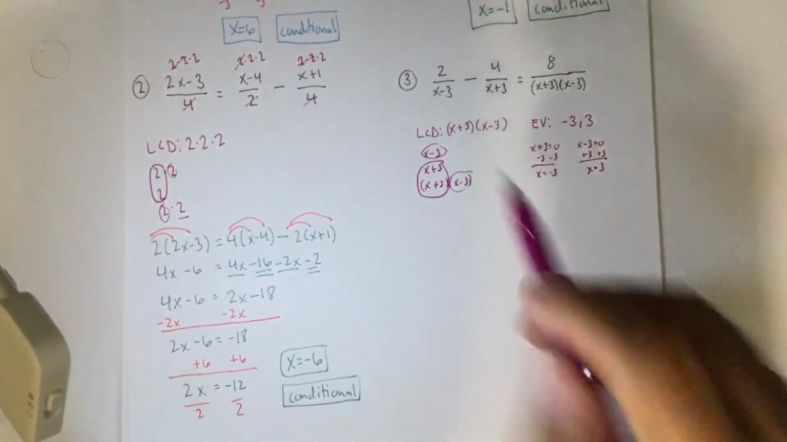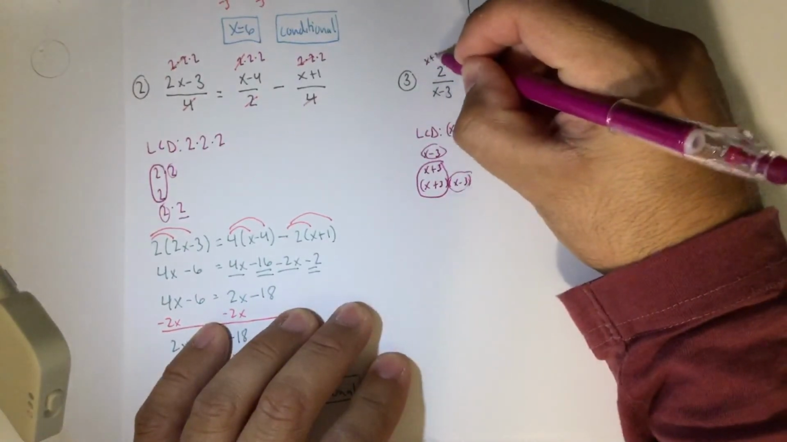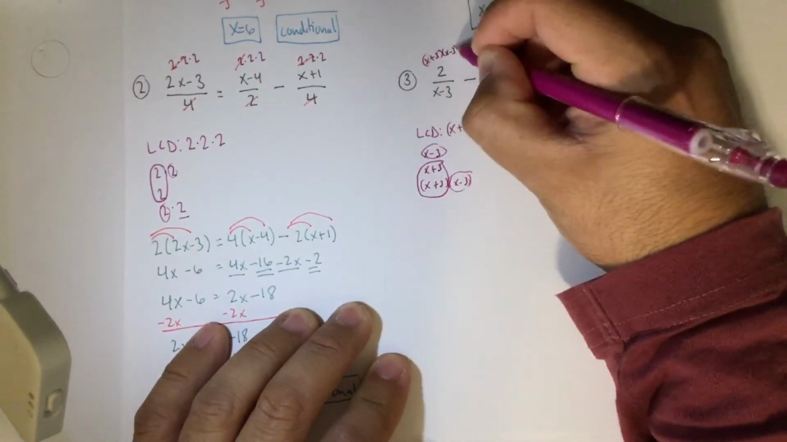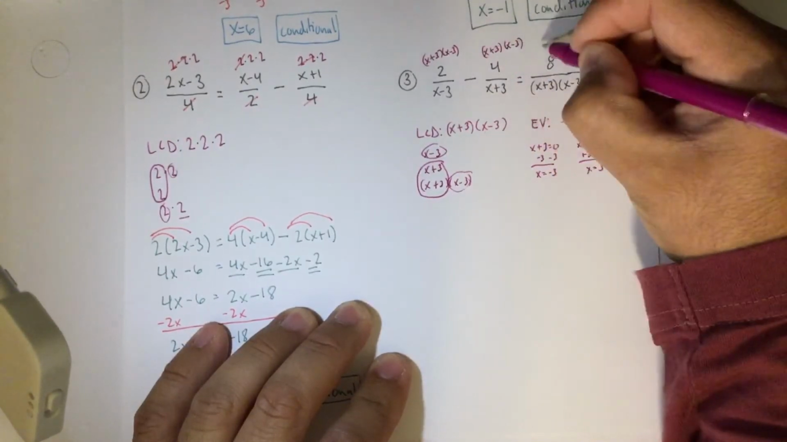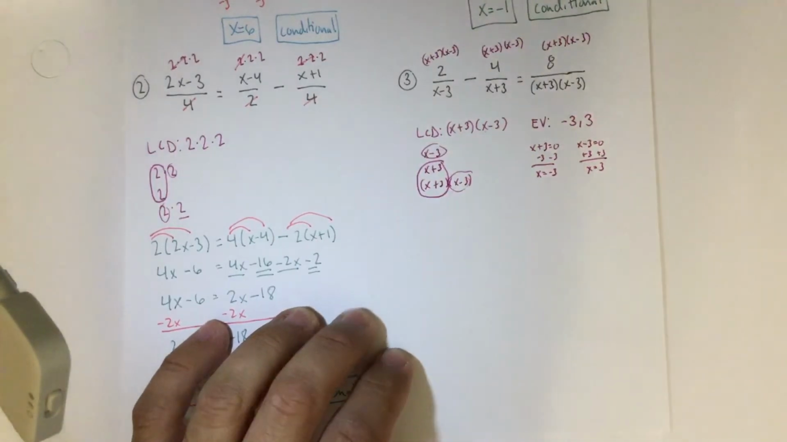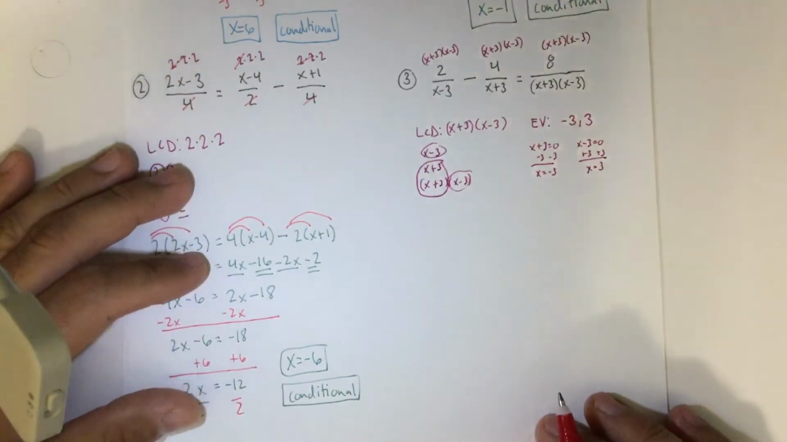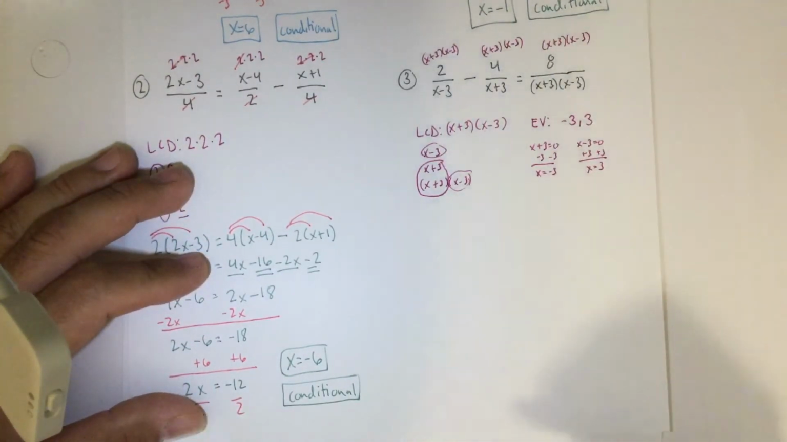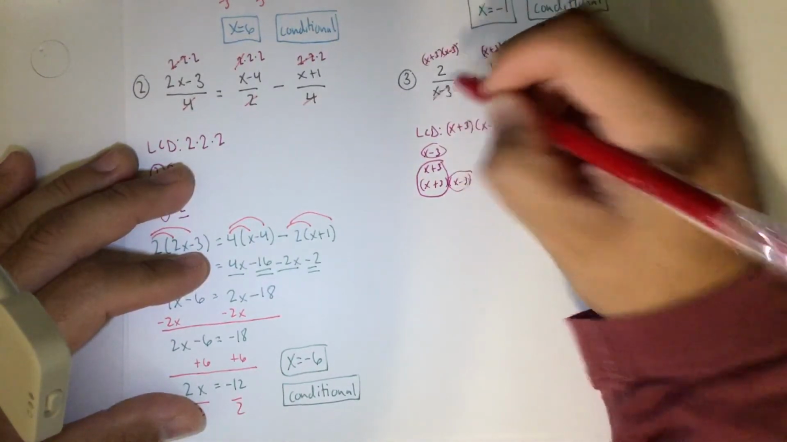All right, now we're going to take the LCD and we're going to place it above each fraction. So x plus 3 times x minus 3 above the first one, x plus 3 times x minus 3 above the second one, and x plus 3 times x minus 3 above the last one. All right, from here, again, just like the previous one, we are going to cancel out like factors on the top numerator, bottom denominator. So for this first one, I see we have x minus 3 in common, so I'm going to cross that out.